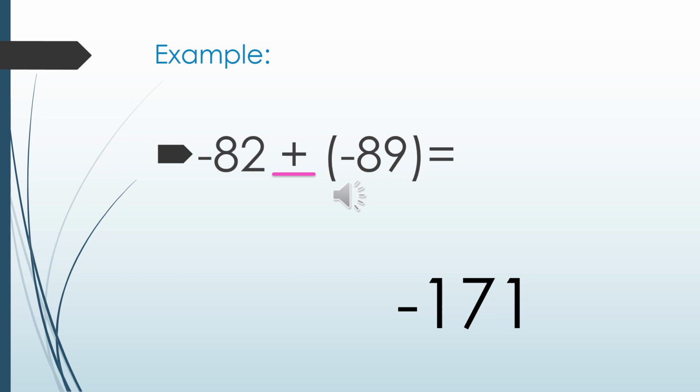One way to identify if you're going to add or subtract an integer is by identifying the operation. In this case, it's adding. And the rules of adding says if the two numbers have the same sign, in this case -82 and -89 have negative signs, you're going to add them up and keep the same sign. So your answer is going to be -171.